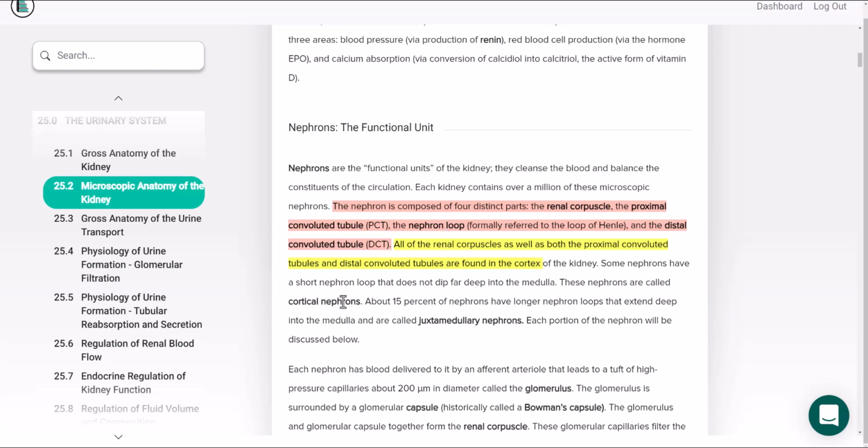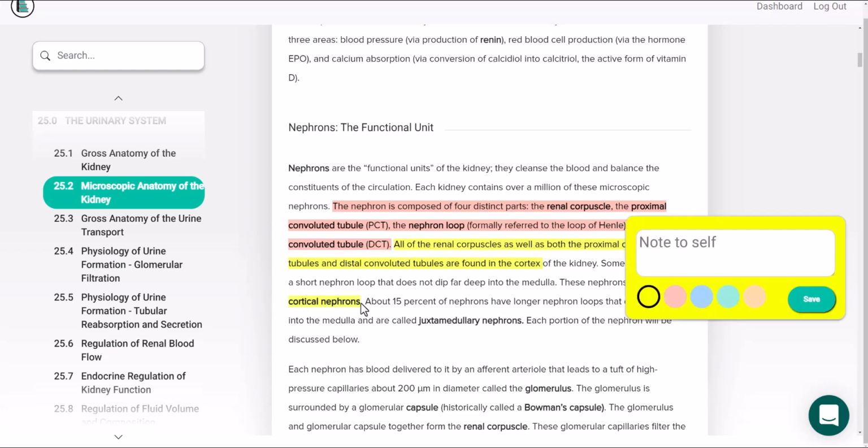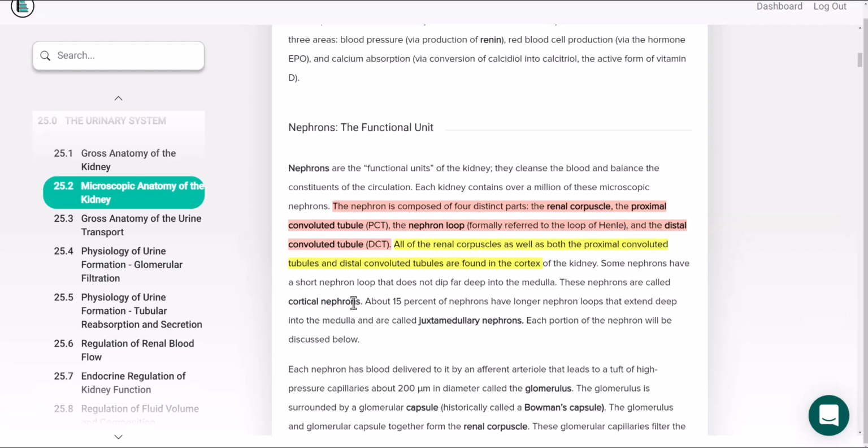There are two different flavors of nephrons. There are cortical nephrons, which account for the majority of the nephrons. They're called cortical nephrons because the majority of the structures are up in the cortex.